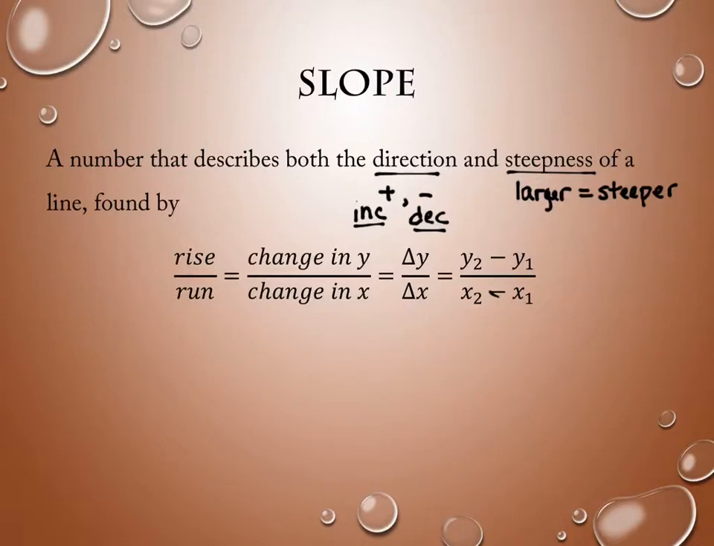I've put down several varieties of the ways that we describe and talk about slope. Rise over run is a very visual description. We're going to look at that one first. Change in y over change in x is kind of an intuitive description. The delta y over delta x actually means change in y over change in x, but it's more condensed. And then y2 minus y1 over x2 minus x1 is more of a formula perspective, having something that you can plug numbers into.